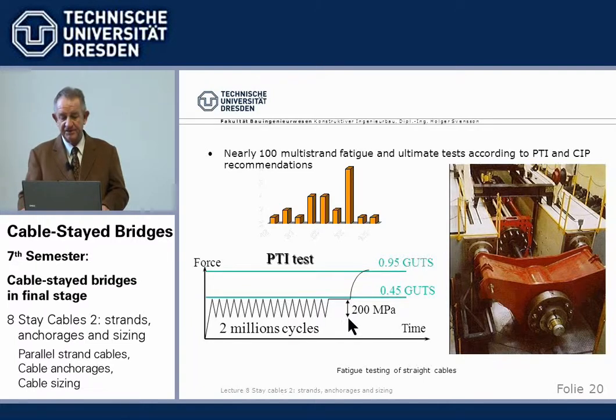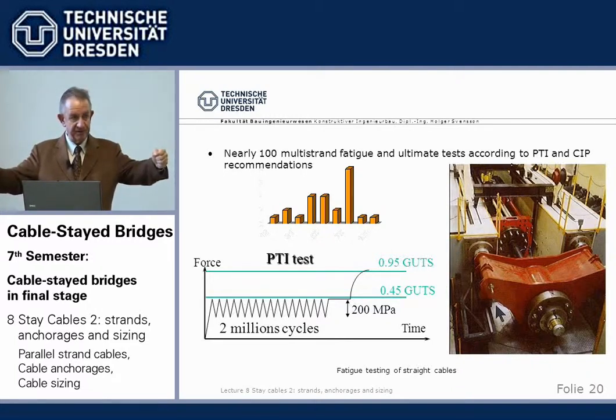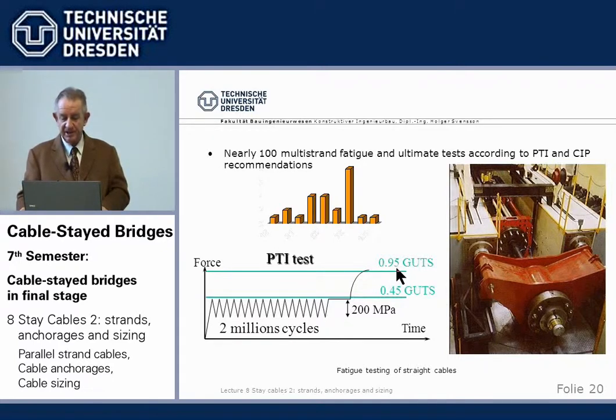And the stress range is 200 megapascal, and so it's cycled this way. And after the 2 million, the cable is pulled until it breaks, and then it has to reach at least 95% of GUTS. You could say, why the hell, I mean, we want 100%. Yes, that's nice, but a little loss there is from the fatigue. So at that time, in the 80s, 30 years ago, we decided 95% will be good enough. So that's a requirement basically from all codes, and all new cables have to undergo, for example, this fatigue test and prove they have the fatigue strength.